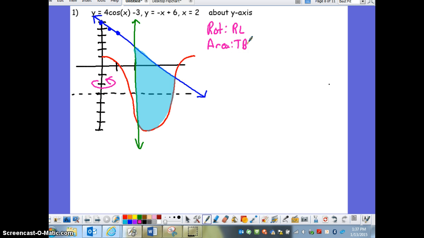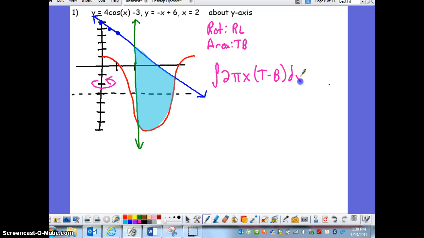Since these two do not match up, I'm going to be using the second equation that we've learned. That's the method of shells. So this is going to be the integral of 2 pi x, top minus bottom, dx. The reason it is a 2 pi x instead of 2 pi y is because you follow the area, which is the top bottom.